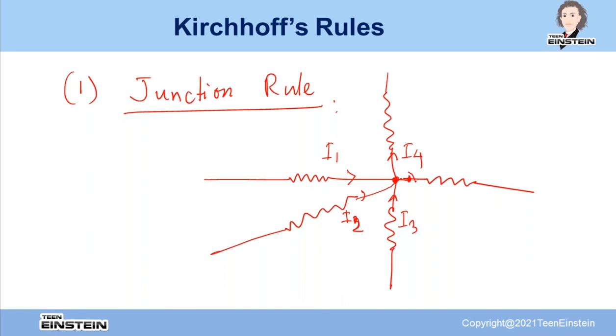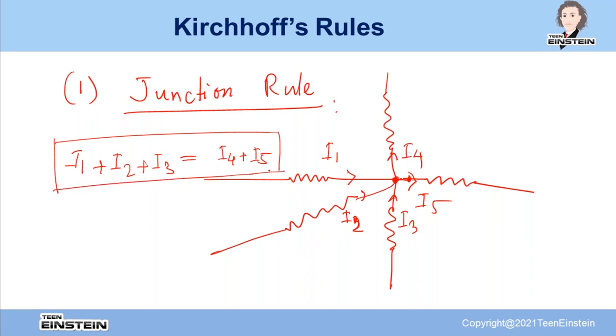So according to Kirchhoff's law, the sum of the currents entering will be equal to the sum of the currents leaving. That means I1 plus I2 plus I3, they are entering. So this is the sum of the currents entering, and this will be equal to I4 plus I5. So this is Kirchhoff's junction law.